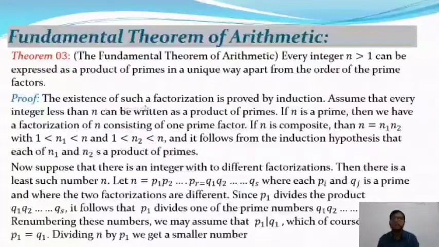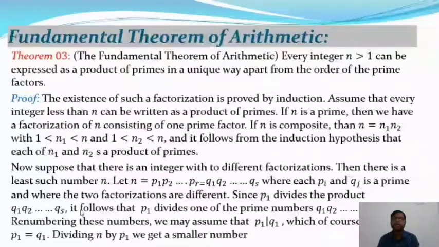The existence of such a factorization is proved by induction. Assume that every integer less than n can be written as a product of primes. If n is prime, then we have a factorization of n consisting of one prime factor, since a prime is either 1 or itself. If n is a composite number, then n can be written as n1 into n2, where n1 and n2 lie between 1 and n, that is, 1 less than n1 less than n as well as 1 less than n2 less than n. It follows from the induction hypothesis that each of n1 and n2 is a product of primes.